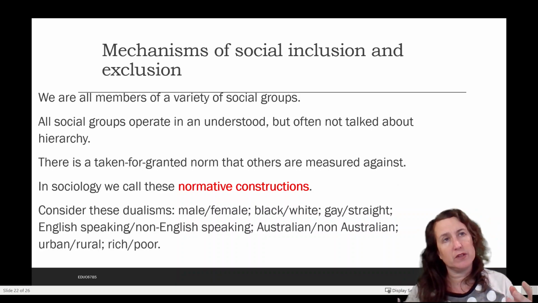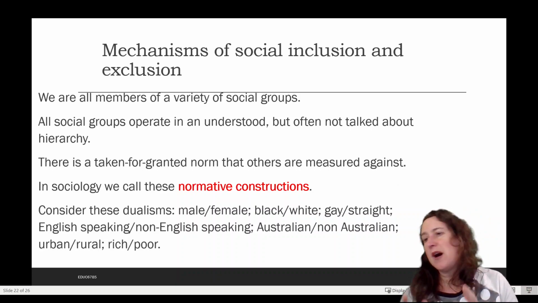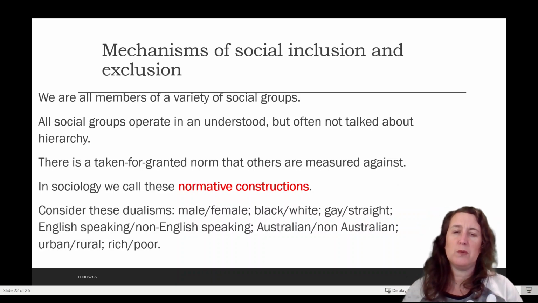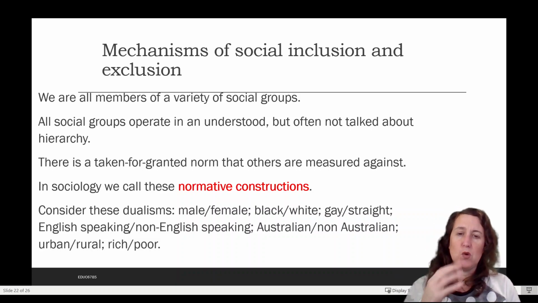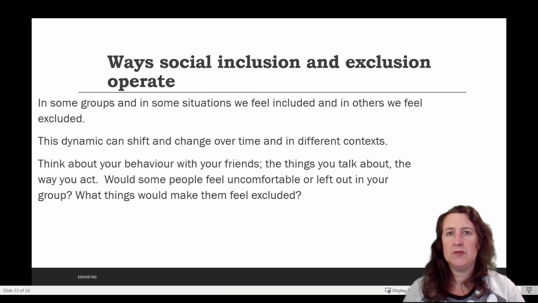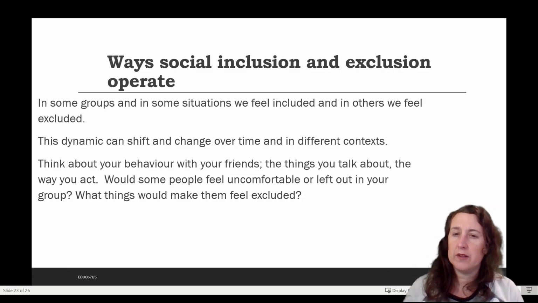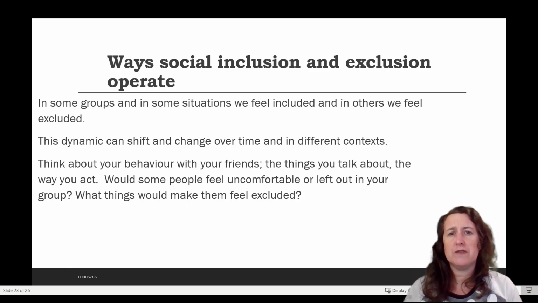Now, there's nothing wrong with difference, because difference is part of society, but the problem is when we start excluding people or making more meaning out of that difference than actually exists, or saying that, when we break things up into these dualisms, one half of that duo is more important or more valuable than the other half. So in some groups and in some situations, we will feel included, and in others we feel excluded, and this dynamic can shift and change over time and in different contexts.